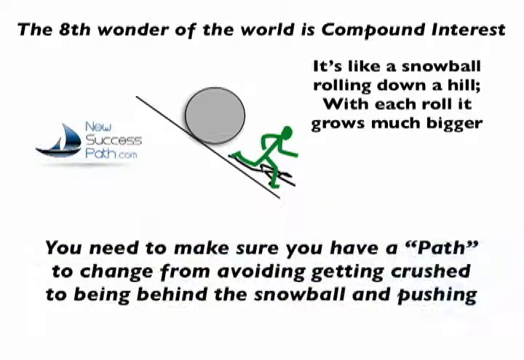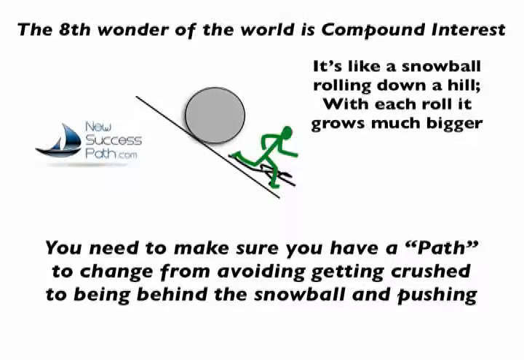The goal of New Success Path is to help you develop a cash flow engine so that you can move from the place where you're running from the snowball to where you're behind the snowball pushing it downhill. And that's a very comforting place to be. In my 5-year path, getting on the right side of the snowball is where it's at. A lot less stress, a lot more peace.